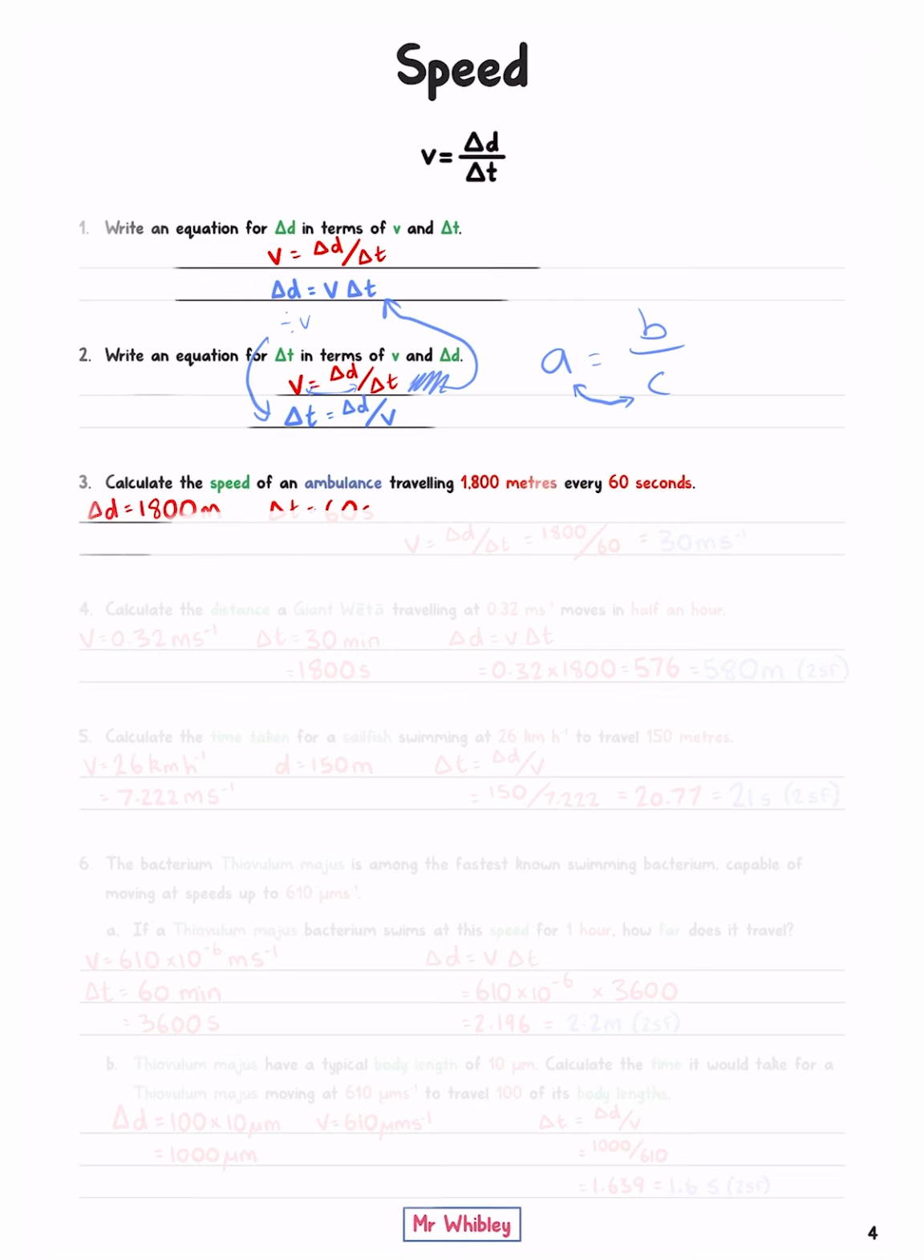Question 3. Calculate the speed of an ambulance traveling at 1800 meters every 60 seconds. Our displacement is 1800 meters and our duration is 60 seconds. Using our equation v equals delta d over delta t, putting these numbers in gives us 30 meters per second.